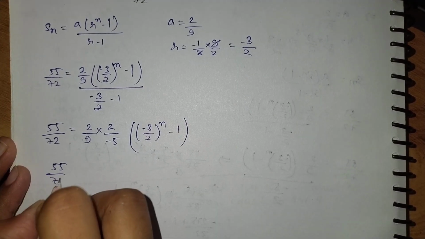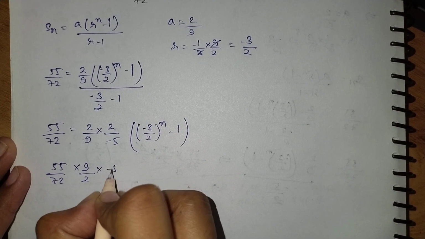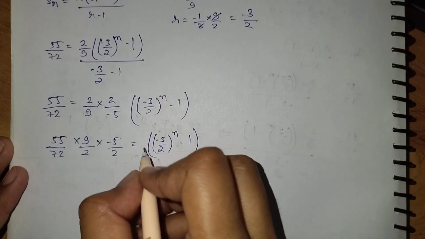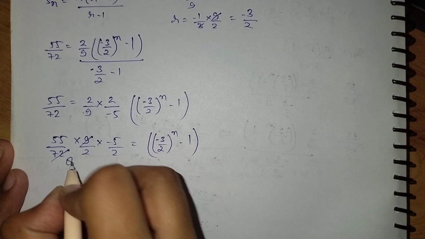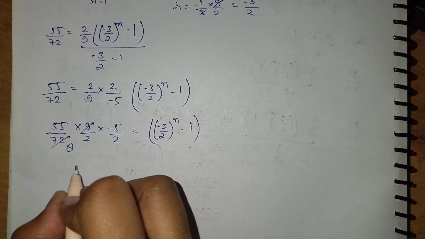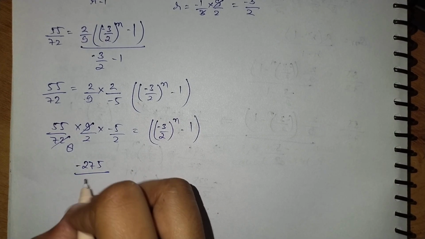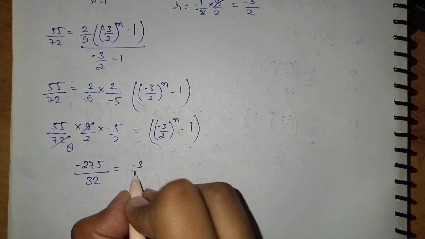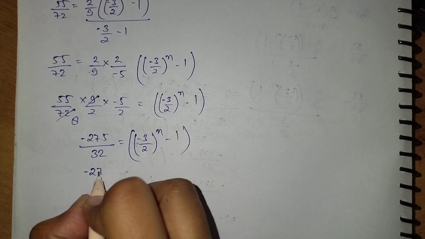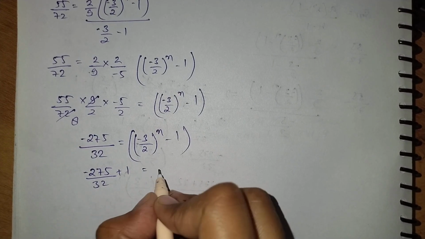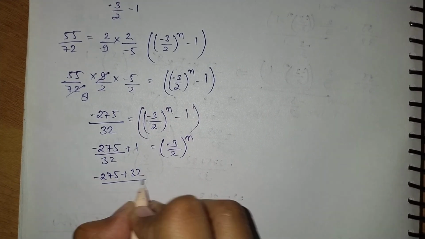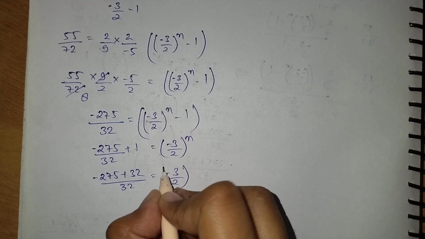This will become 55 by 72 into 9 by 2 into minus 5 by 2 equals (minus 3 by 2) to the power n minus 1. So solving this part, this is cancelled out by 8 and we will get, on multiplying 55 into 5, minus 275 we are getting, and divided by 32. So this part on solving, (minus 3 by 2) to the power n minus 1, this will become minus 275 upon 32 plus 1 equals (minus 3 by 2) to the power n, minus 275 plus 32 divided by 32 equals (minus 3 by 2) to the power n.